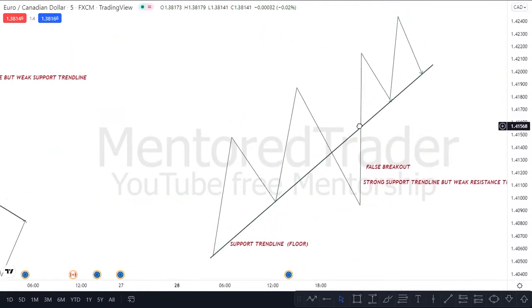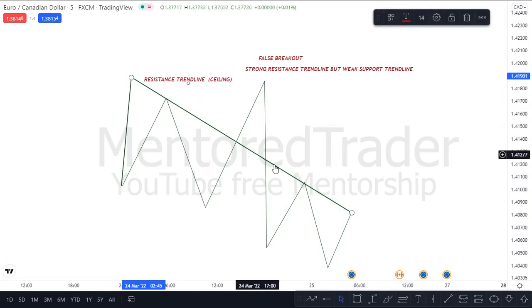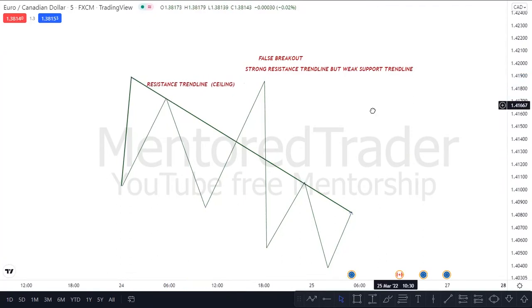It's vice versa. We have a support trend line, here. The support trend line is the floor. The price stays above the line. In a downtrend it is the ceiling, where we mark lower highs to draw the trend line. Then in the uptrend, we mark higher lows for the floor.